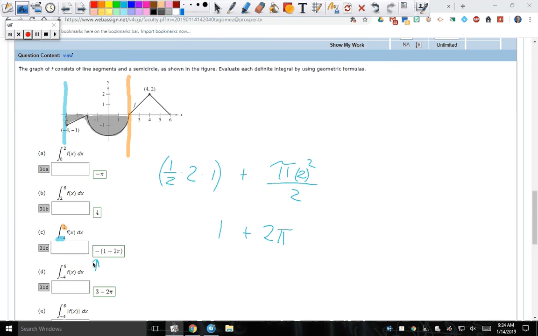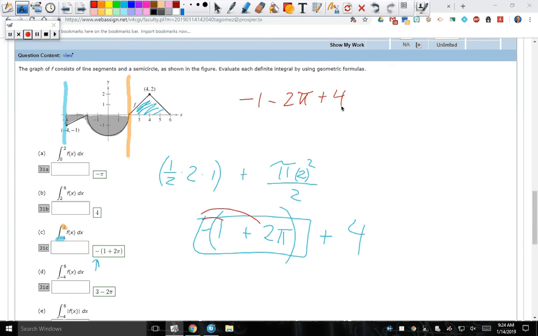So far you have this negative answer that you're going to add to what we got from before. What did we get here, guys? 4. So we're going to add 4. So let's distribute, because here's where the negatives occur. We have negative 1 minus 2 pi plus 4. That's how they got negative 1 and 4 become 3. So you get 3 minus 2 pi.